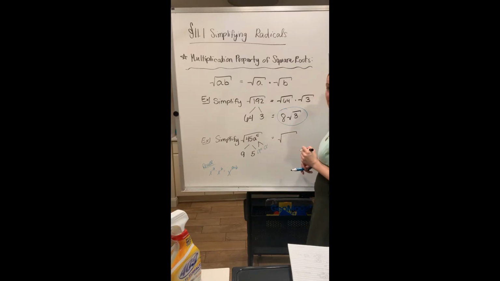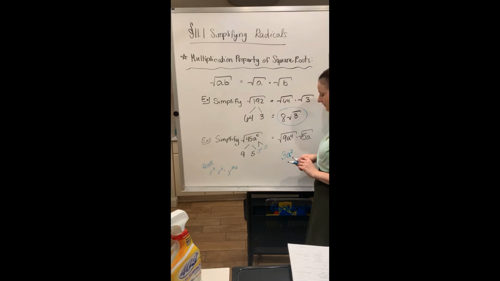Using the multiplication property of square roots, I can break this up into one square root where I insert my perfect squares: 9 times a to the 4th, times my second factor, a square root with the values that are not perfect squares, so 5 and a to the 1st power. Now I can simplify what's out front. The square root of 9a to the 4th: well, the square root of 9 we said was 3, and the square root of a to the 4th is a squared.